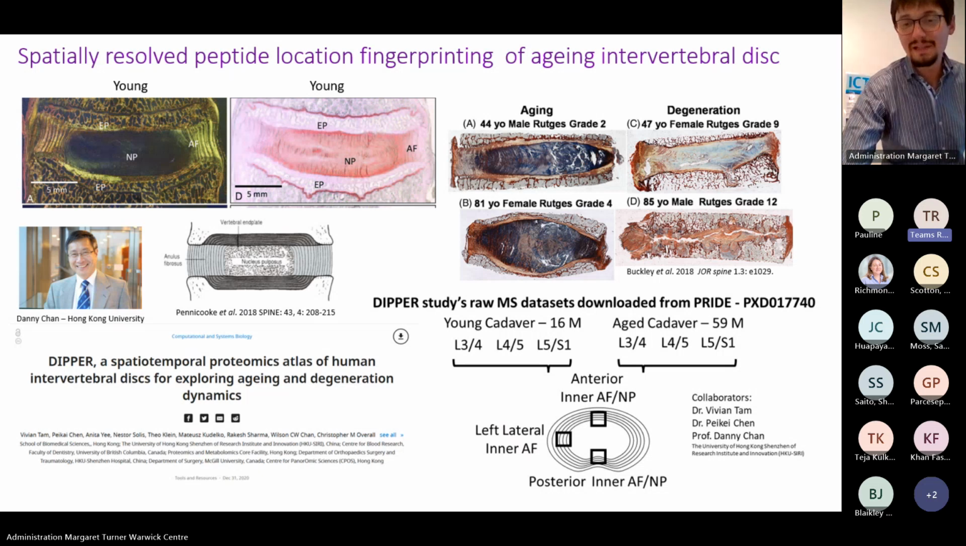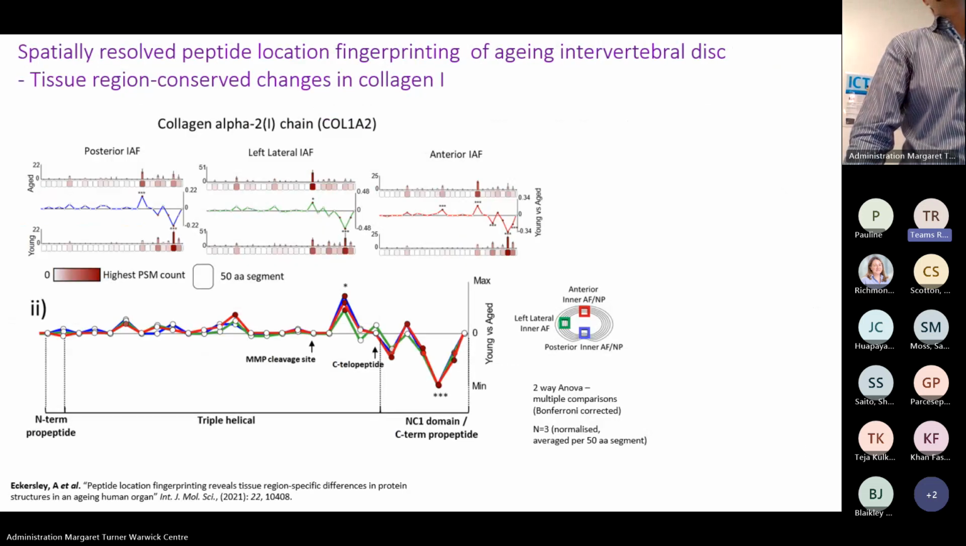And so we did some PLF, and this is just a few markers that we found that we think are interesting. So this is collagen 1 alpha 2. The first thing I want to show you is up here we have aged, and this is the number of peptides quantified in aged along the protein versus young. And then the line in the middle is just the average normalized peptides in aged minus young. So you can see increases or decreases in aging.